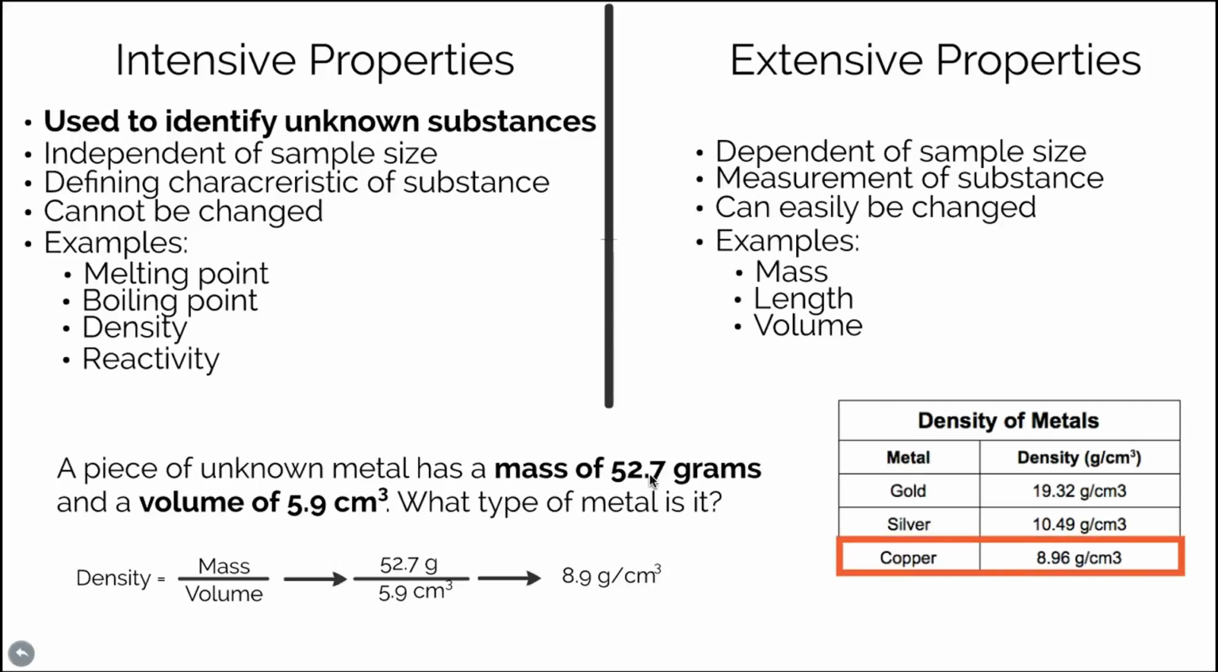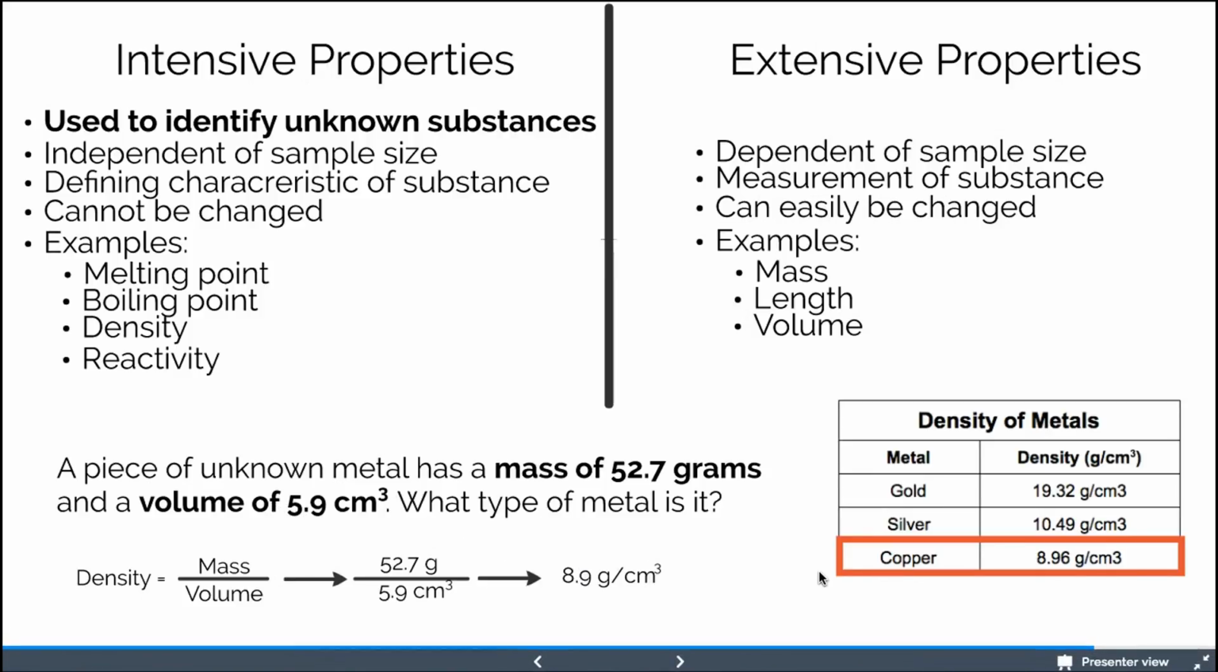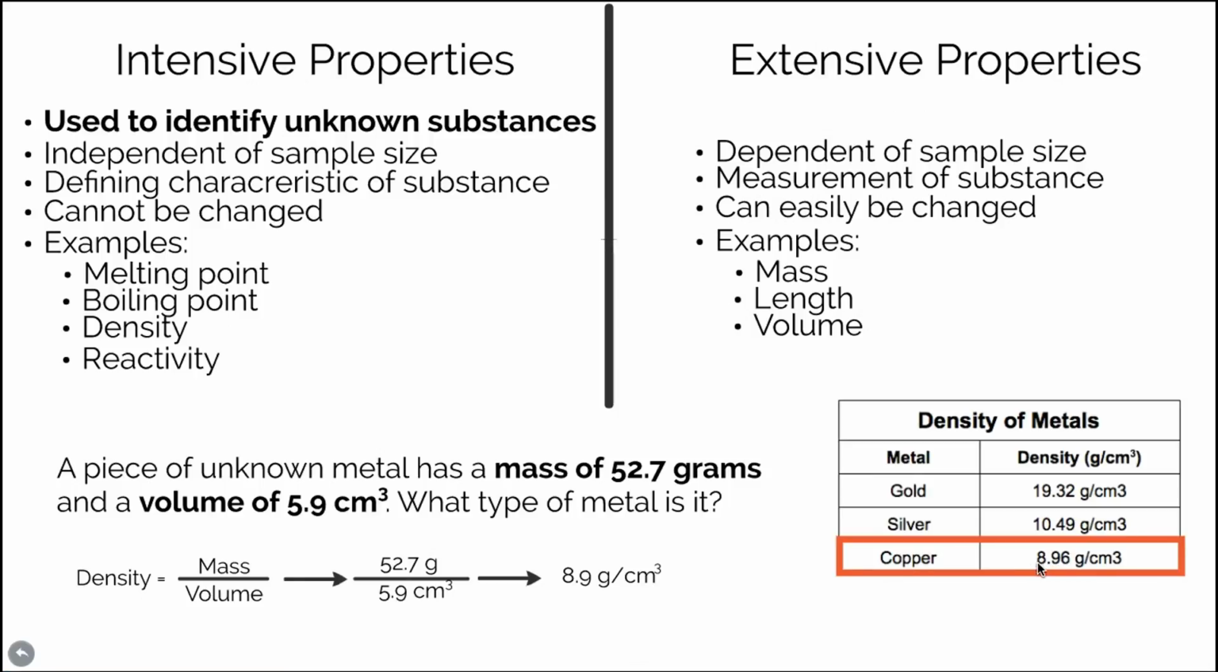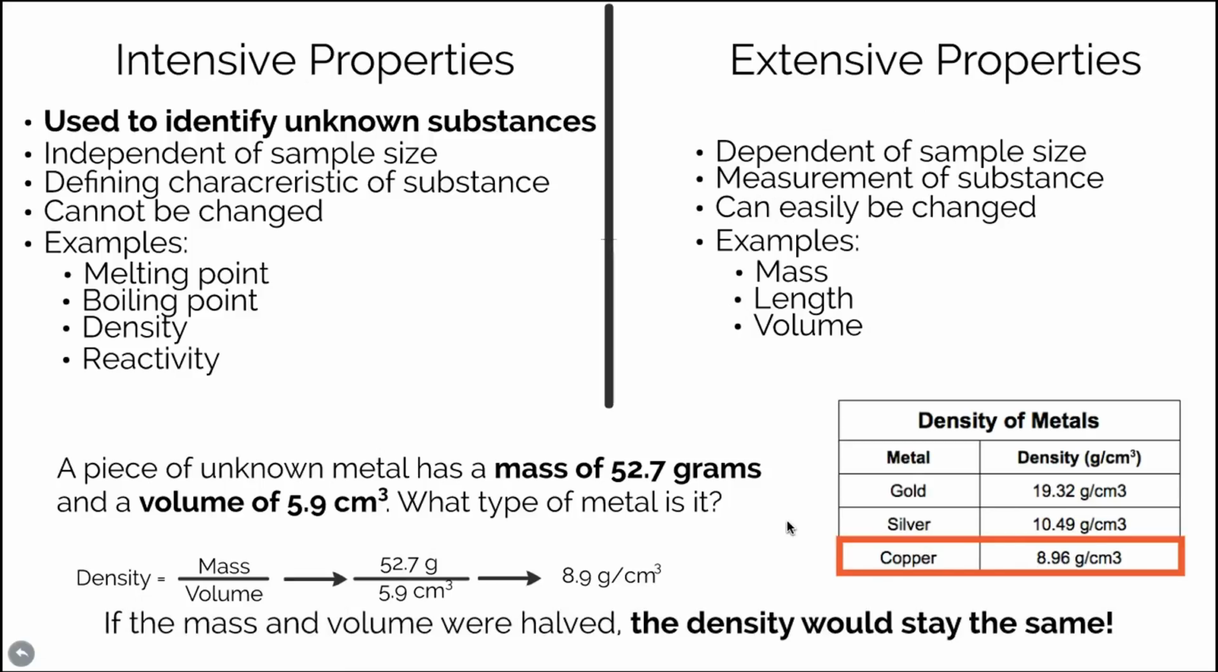So from knowing the mass and the volume of your piece of metal, you know what type of metal it is, just because you were able to calculate the density of it and match it to a known metal with a known density. This is the thing that's really interesting about these intensive properties: if our problem was different and we had half as much mass and half as much volume, we could still use this formula and we would still get the same result for the density. So it doesn't matter how much of a metal you had in this one, the density would always be the same. It would always point you to being copper.